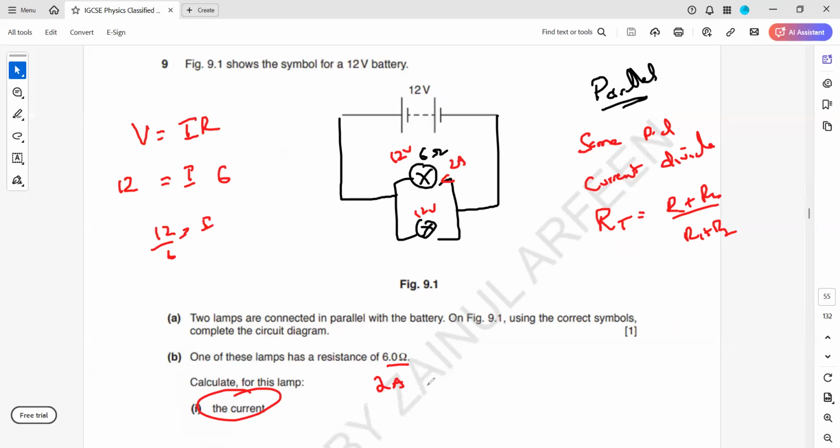You wrote plus on both sides of the formula. Yeah, this is the product divided by the sum. R1 multiplied by R2 divided by R1 plus R2.